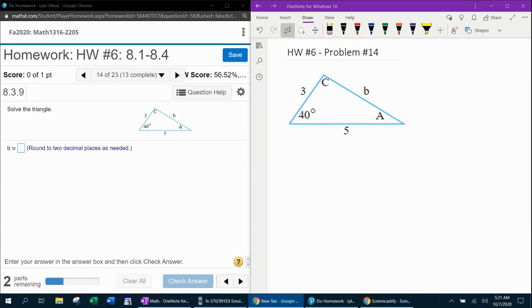All right, here we go. Question number 14 from our 13-16 homework number 6 in MyLab Math, and they want us to solve the triangle.